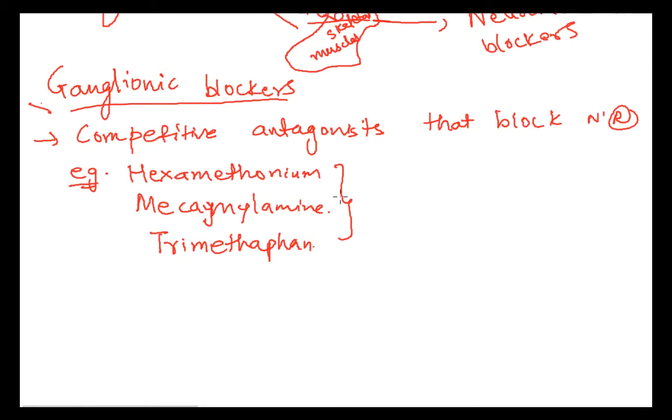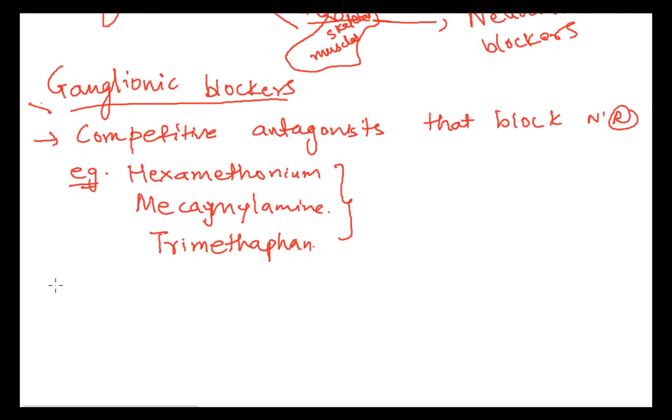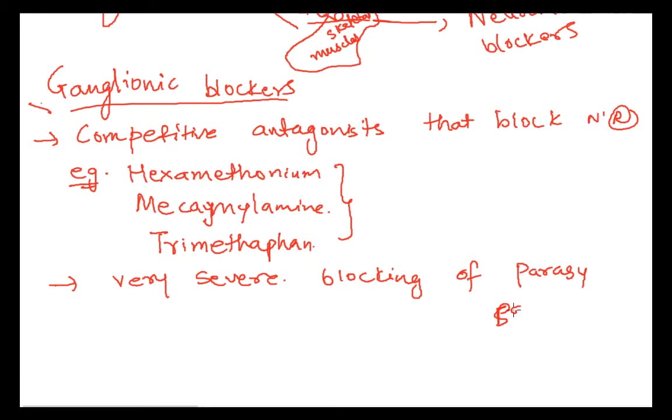Now let's see what would happen. If you are blocking these nicotinic ion channels, you block the parasympathetic transmission and the sympathetic transmission. So the toxic effects are very severe, because of which we do not use this. Very severe toxic effects, due to blocking of both the parasympathetic and sympathetic systems. So you don't use this class of drugs.